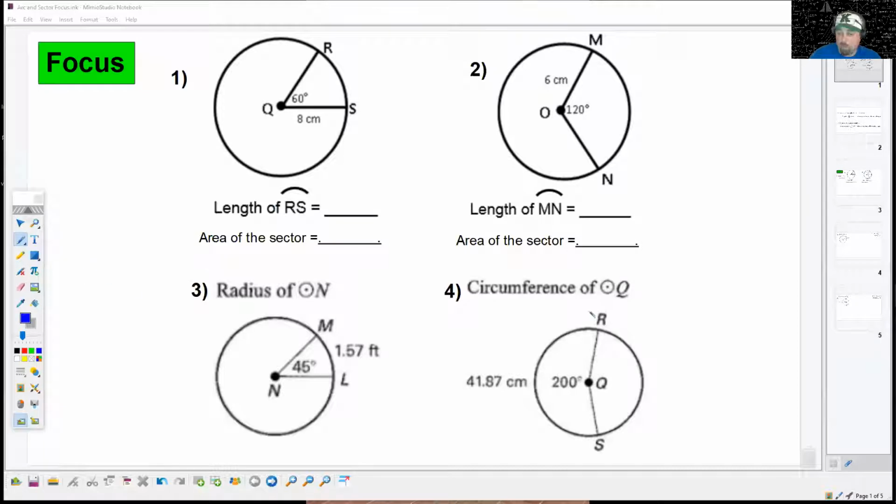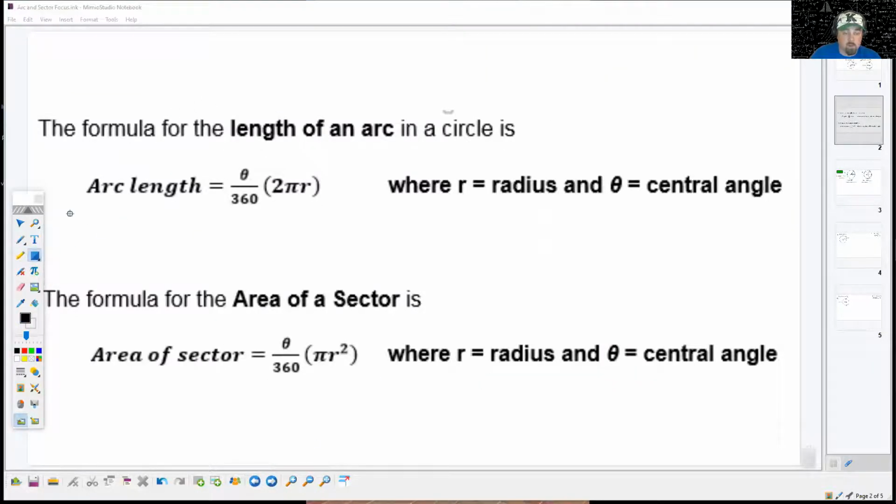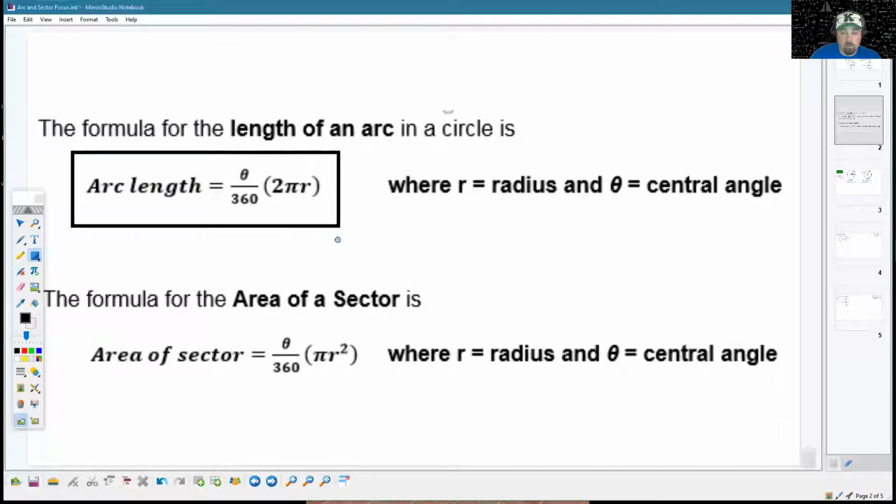Okay, and then we're going to talk about how to use these two formulas to help us solve some of these more difficult ones where we're looking for radius and circumference, different than actually just plugging in and finding those answers. So quick review of the actual formulas. So arc length formula is right here. Area of a sector is right here.